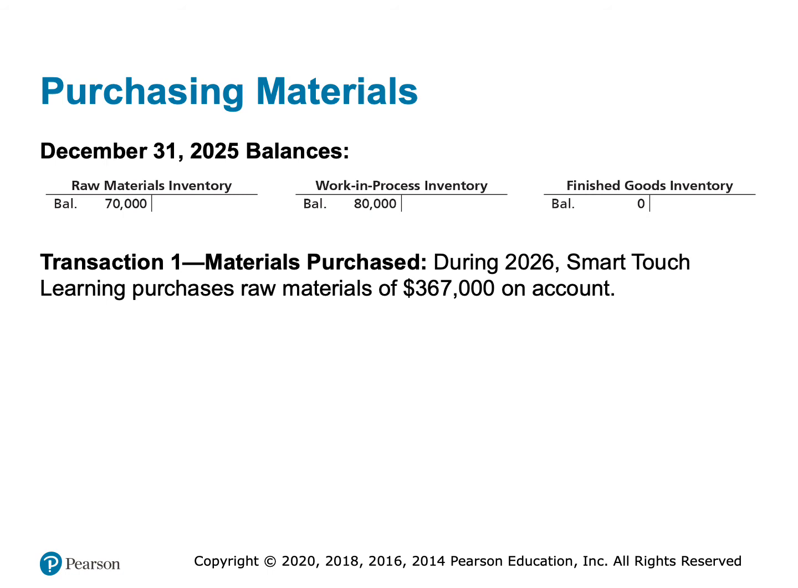Our work in process T account has a beginning balance of 80. Those are jobs that we started last year. We haven't finished them yet, but we're going to finish them this year. And then finished goods was 0. We had sold everything we made last year. We had nothing that was sitting on our shelf waiting for the customer to pick it up. So it had a beginning balance of 0.